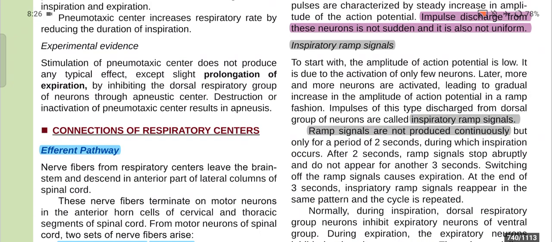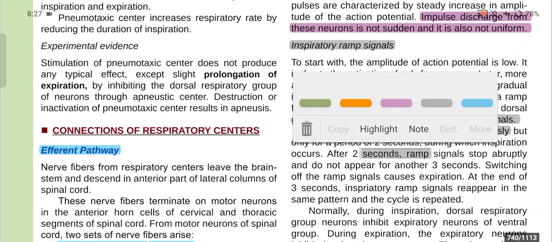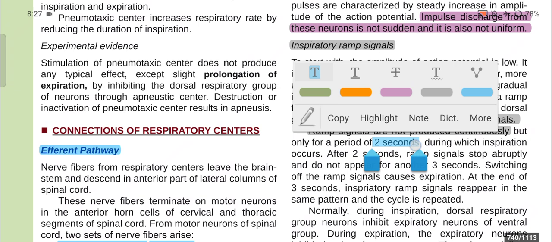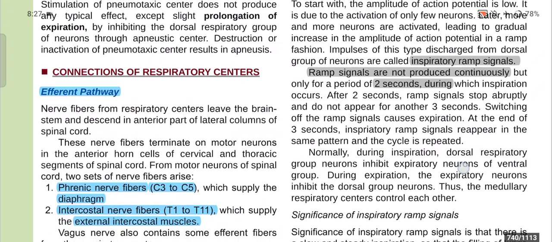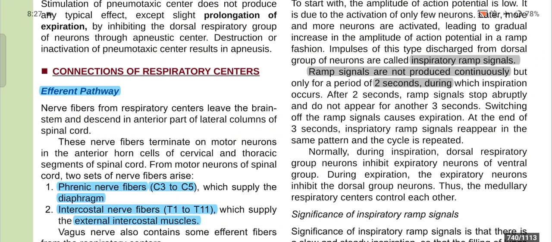Ramp signals are not produced continuously but only for a period of 2 seconds, during which inspiration occurs. After 2 seconds, ramp signals stop abruptly and do not appear for another 3 seconds. Switching off of ramp signals causes expiration. So, first 2 seconds inspiration, next 3 seconds expiration.